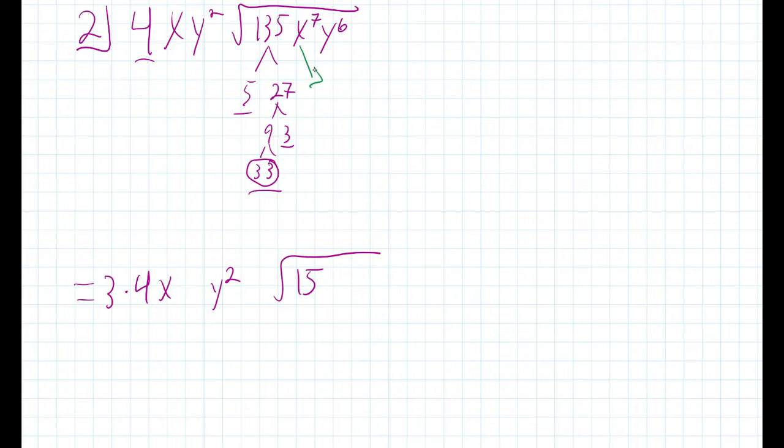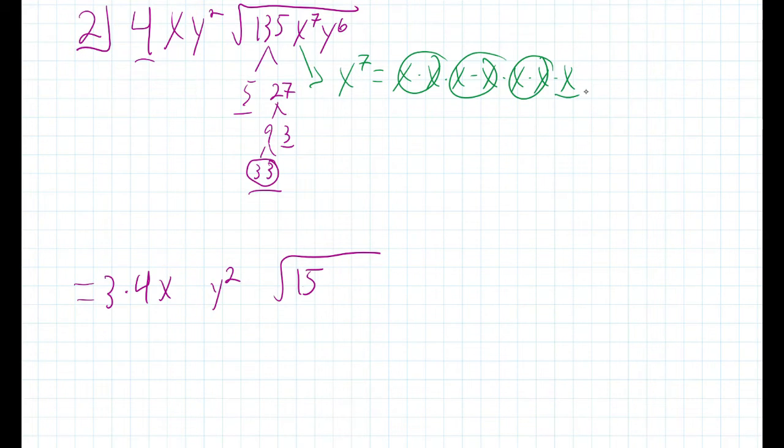Now, x to the 7th, x times itself 7 times. So we just pair it off. 1, 2, 3 different pairs with 1 remaining. So since I have 3 pairs, I multiply x to the 1st, that's already out there from the start of the problem, times x to the 3rd, which we got from 1, 2, 3 different groups of x's. And that remaining x, well, that unfortunately doesn't have a buddy, a partner, or a friend, so it stays underneath our square root.